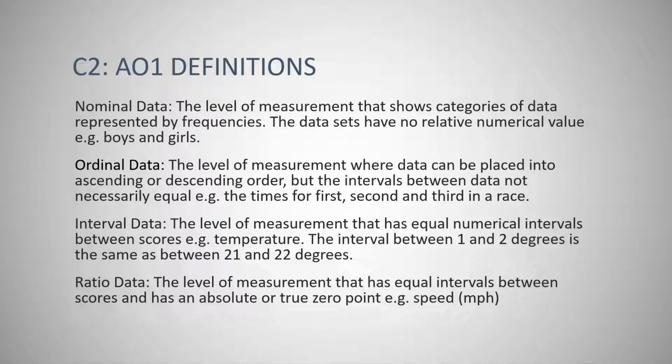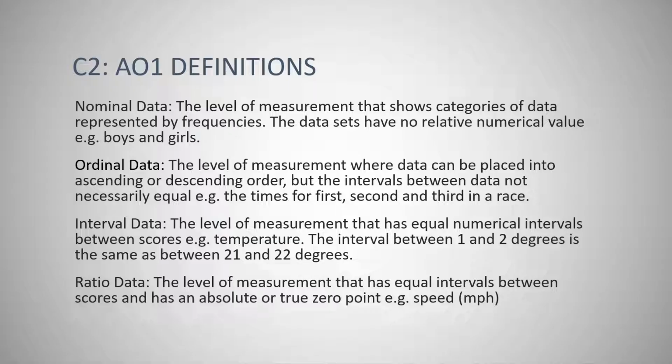Interval data is a level of measurement that has equal numerical intervals between scores, so the increments are the same. The interval between 1 and 2 degrees is the same as between 21 and 22 degrees, or it could be 1,000,000 degrees and 1,000,001 degrees, but the difference is still 1 degree.